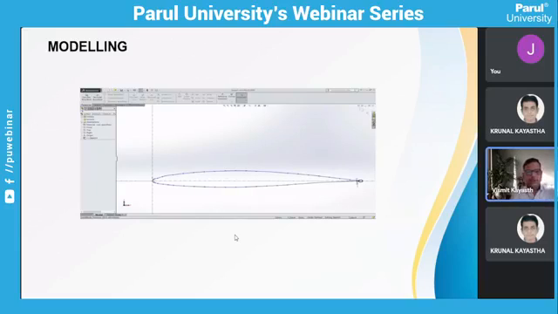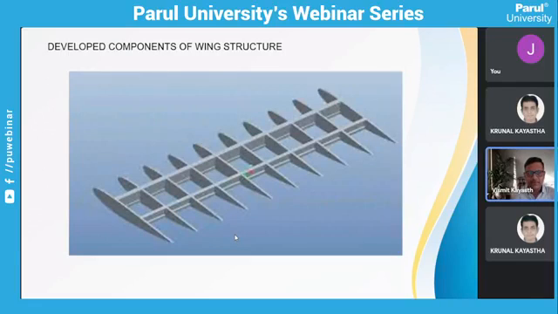Okay, so yeah, coming to the modeling part. So this is a small image that I could fetch out for you. That is for NACA 64A210. Okay, this is the basic airfoil that has been generated using multiple iterations, and this is the basic developed component of the aircraft wing.